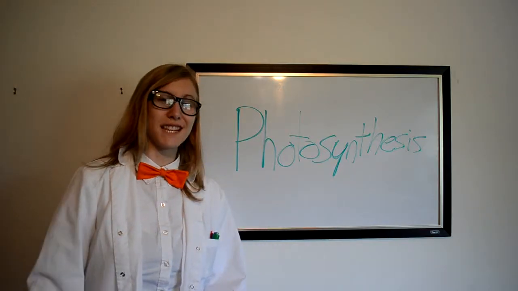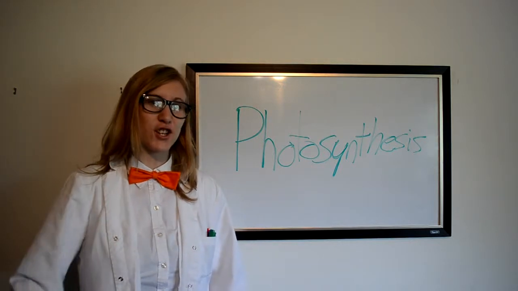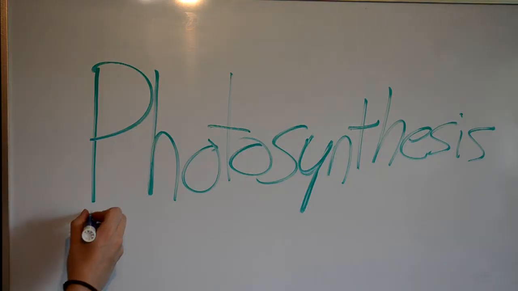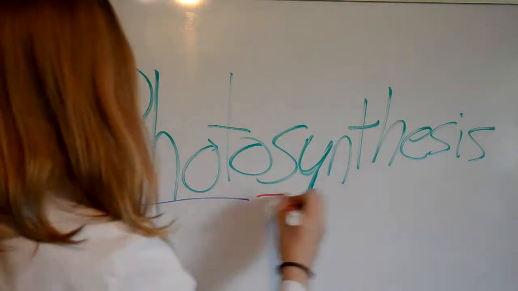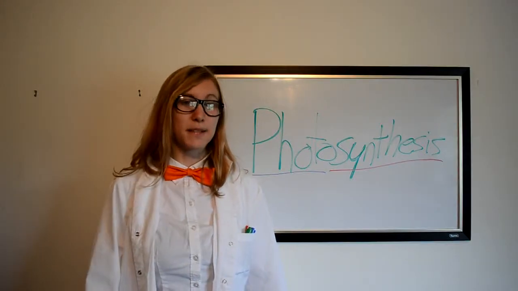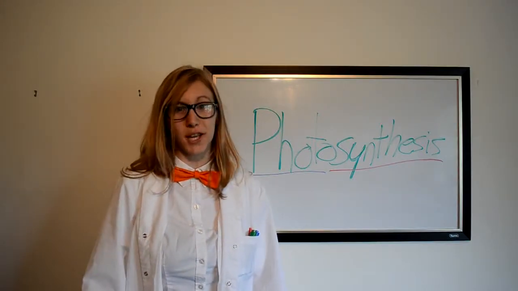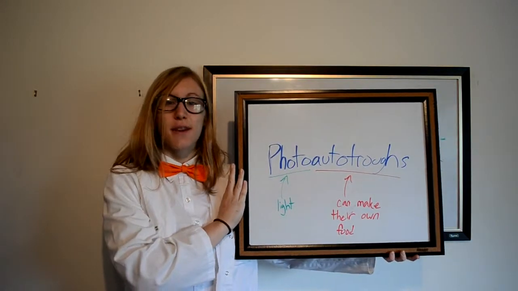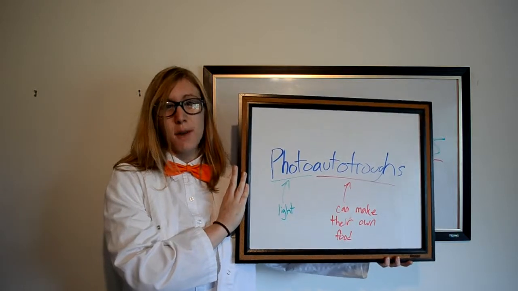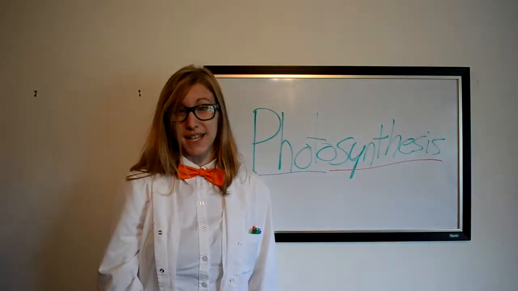Let's start with photosynthesis, which is the process of synthesizing sugar using light energy. It's in the name. Photo, light, synthesis, making stuff. It's mostly done by plants, but there are many bacteria and even some animals that can perform photosynthesis. They are called photoautotrophs, which means they can make their own food with the help of light energy. But to make it short, we'll be focusing on how plants photosynthesize.